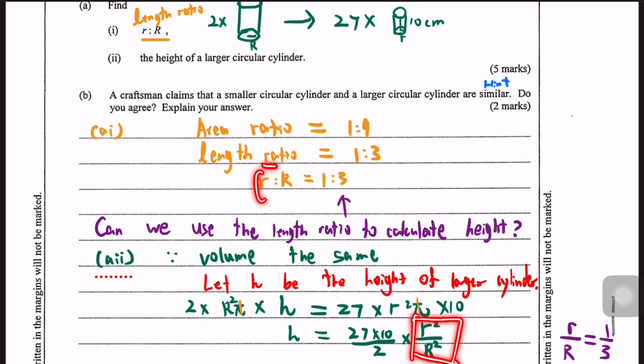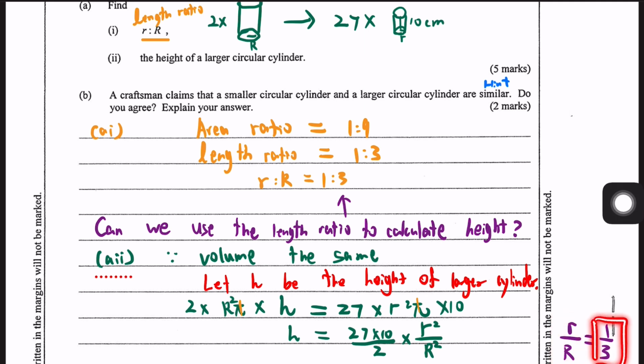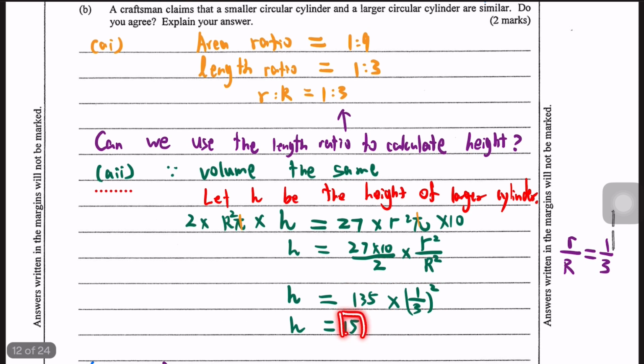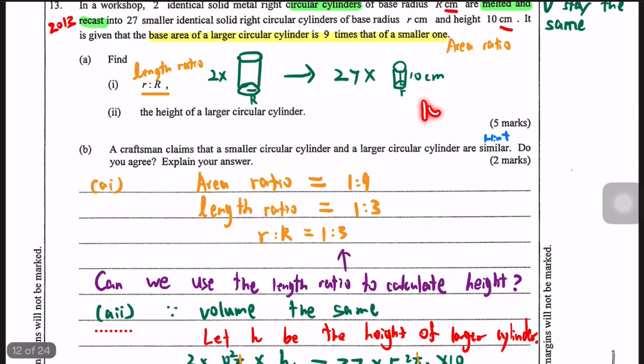Actually, we can because we know the ratio. This is actually from part A, right? So r over capital R should be 1 over 3. So what we do is put in 1 over 3, 1 over 3 squared times the number here. So h equals 15. It's not 30. If you directly use the length ratio times 3, it equals 30, right? So it's not correct. It means that they are not similar. Actually, they are not similar.